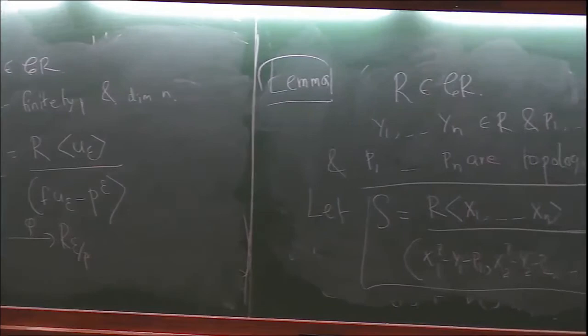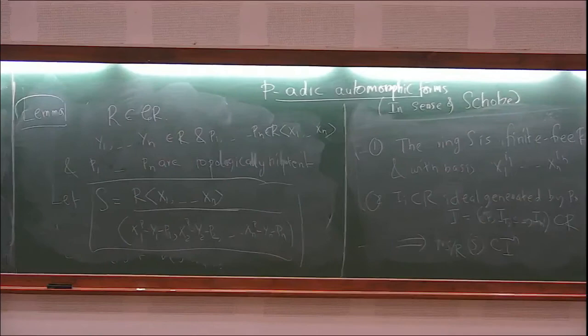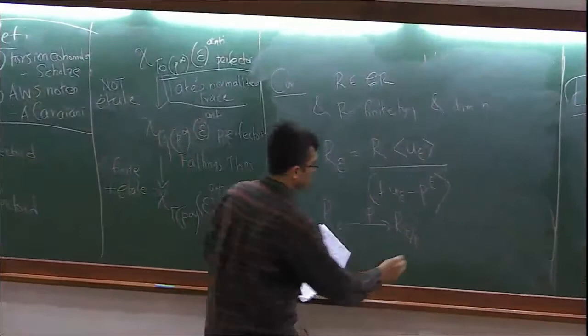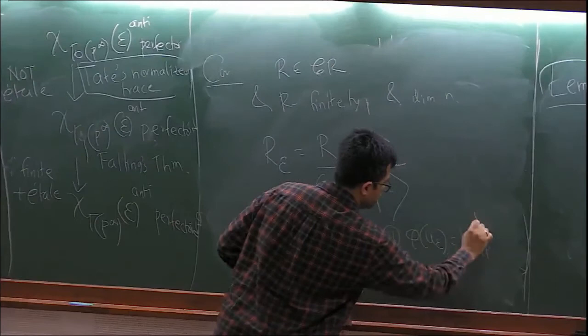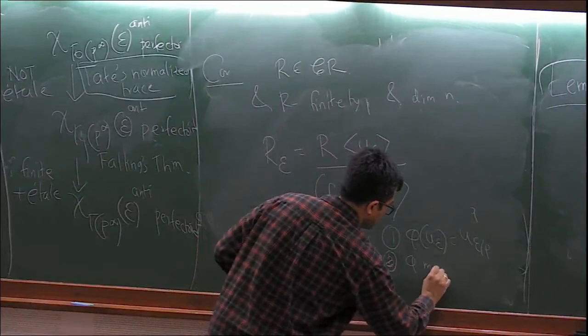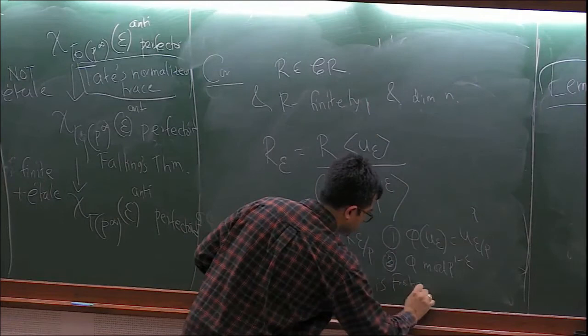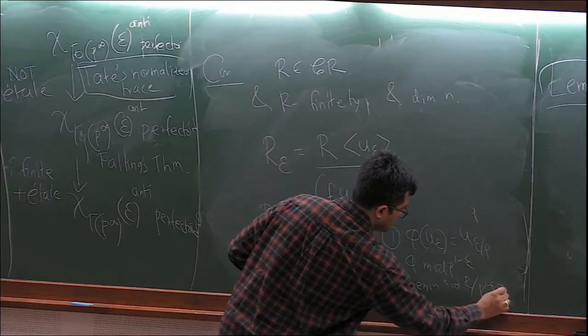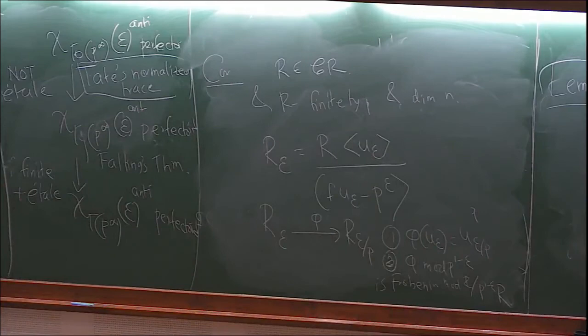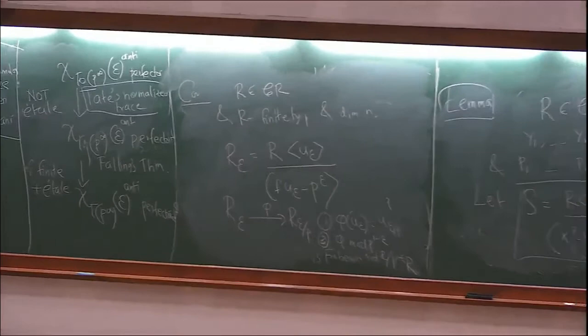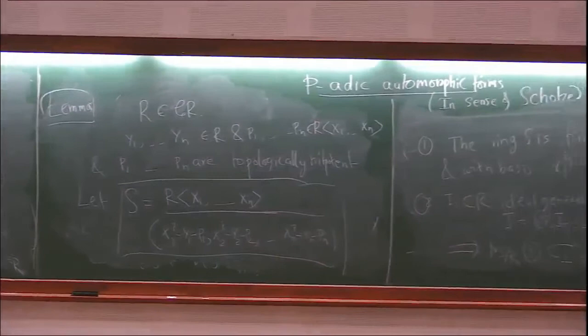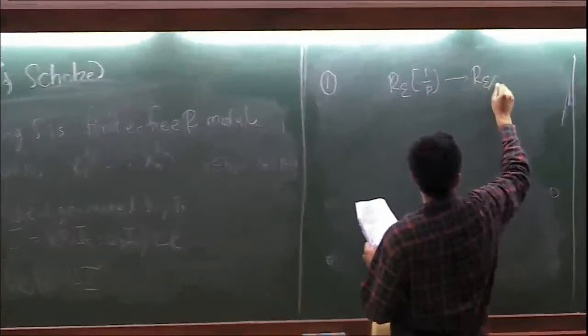So I demand, if you take this R epsilon by P to P, you have this U epsilon by P. I demand this phi, P of U epsilon, U epsilon by P to the power P, is Frobenius, R mod P to the power. So then, the same hypothesis, I'm just using this 1 and 2, so this is just a corollary, parallel to this. We have this 1 by P, it's finite plus flat.